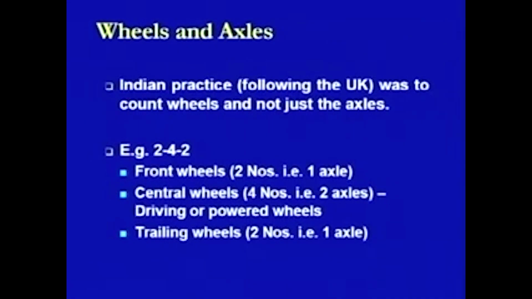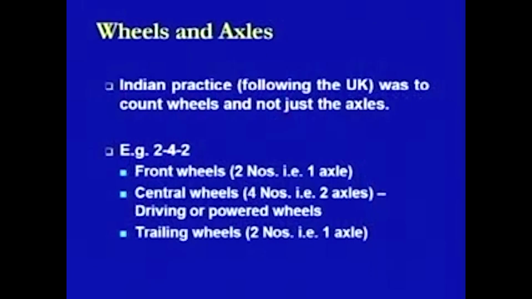Now when we take the Indian practice, it has been taken from the United Kingdom because the British were the people who introduced the Indian Railways in our country. In this system, we count wheels and we do not count the axles as far as steam locomotives are concerned. In the case of steam locomotives, one example is being taken here where it is shown as 242.